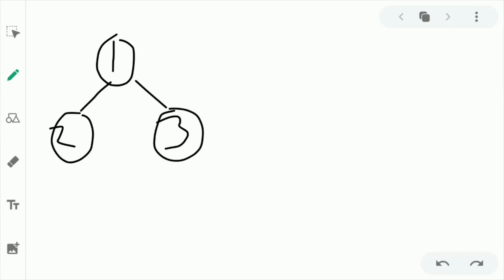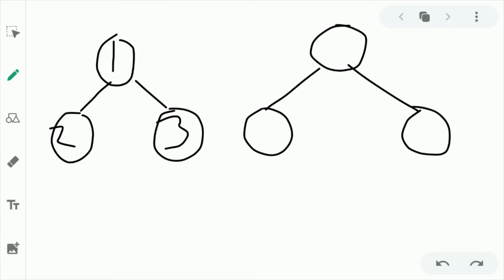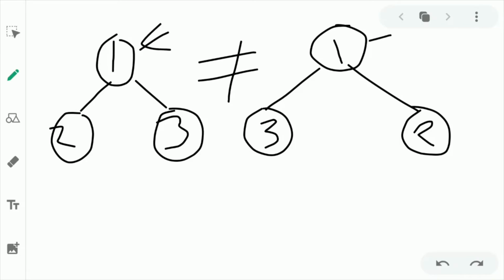Now, as I have drawn, let's say two of the trees have exact same structure. Like let me draw 1, 2, 3. Here also the tree has the same structure, but the difference is the values. Like 3 over here and 2 over here. So are they same? No, they are obviously not same. First of all we have to check this value and this value. Okay, they are matching.